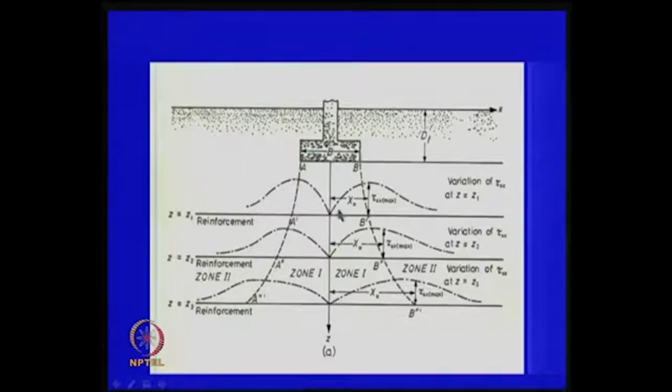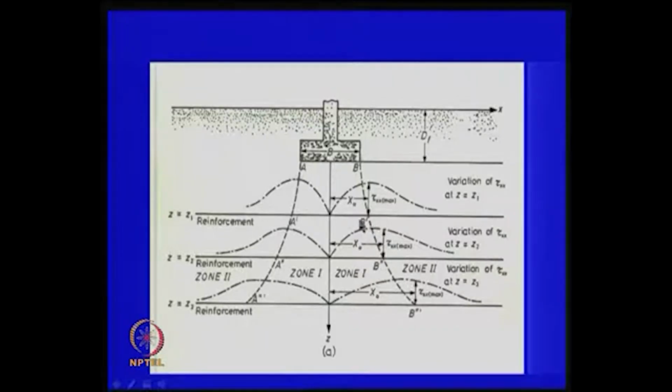Once you plot all the shear stress distributions, they will be different at different depths, and each will have a maximum value. Pick up that maximum value, then join all these points A dash, A double dash and A triple dash, as there are 3 reinforcement layers here. Here also the same thing, B, B dash, B double dash and B triple dash. You call this zone 1, in which the soil is in an active condition, in the sense that the soil is fully participating in the load bearing.